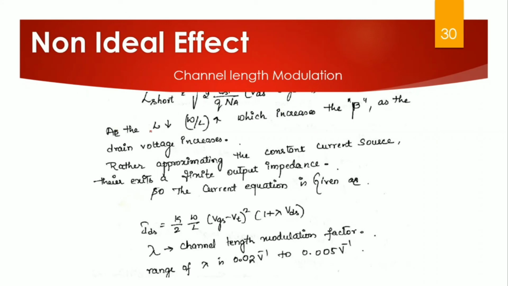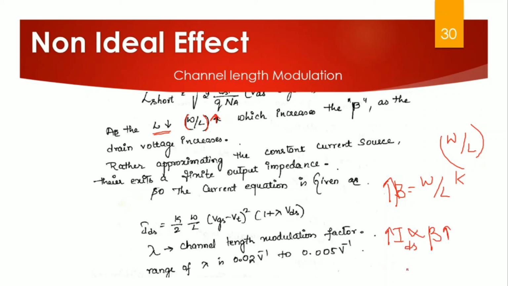As the length decreases, the aspect ratio will increase. What is the aspect ratio? W by L is called the aspect ratio. As the length decreases, the aspect ratio of the device will increase. That means beta, which is equal to W by L into K, will also increase. Not only this, current is directly proportional to beta. Because beta is increasing, the current IDS will also increase. So, it results in increased current.